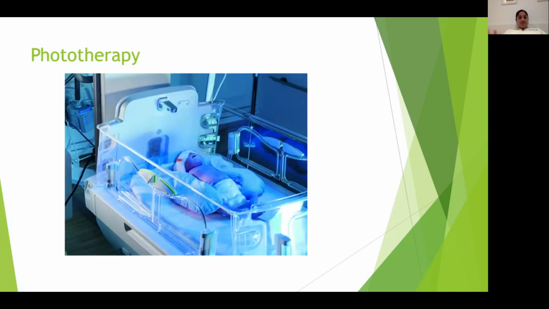So this is just a picture of a baby having phototherapy. They've got these little eye patches over the top and they're under the lights in the incubator for as long as needed.